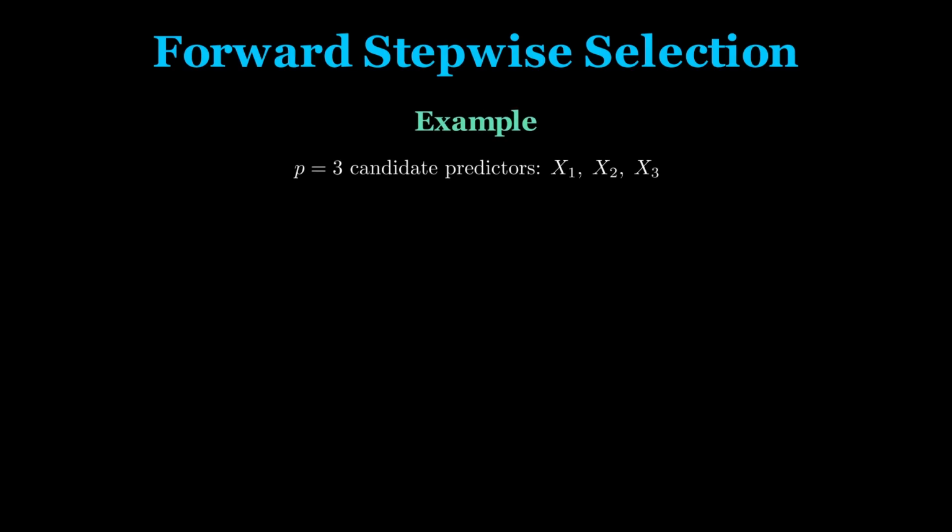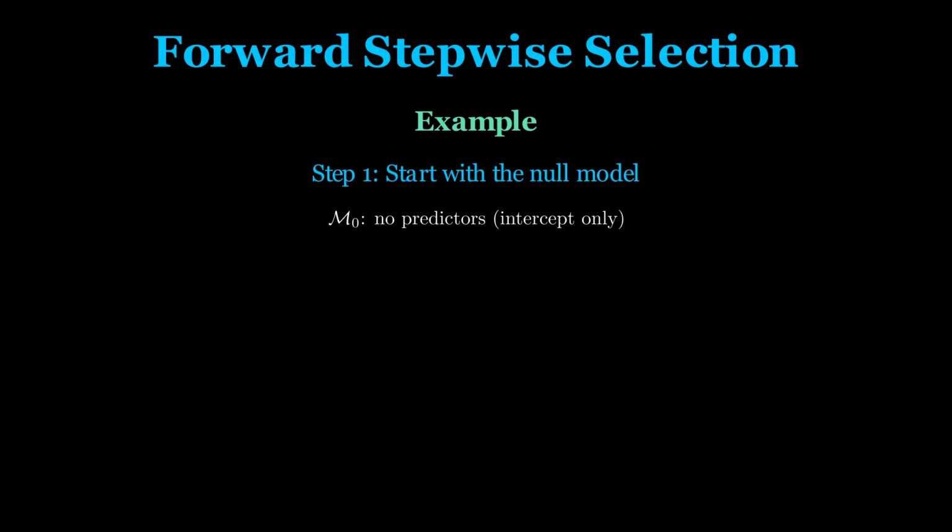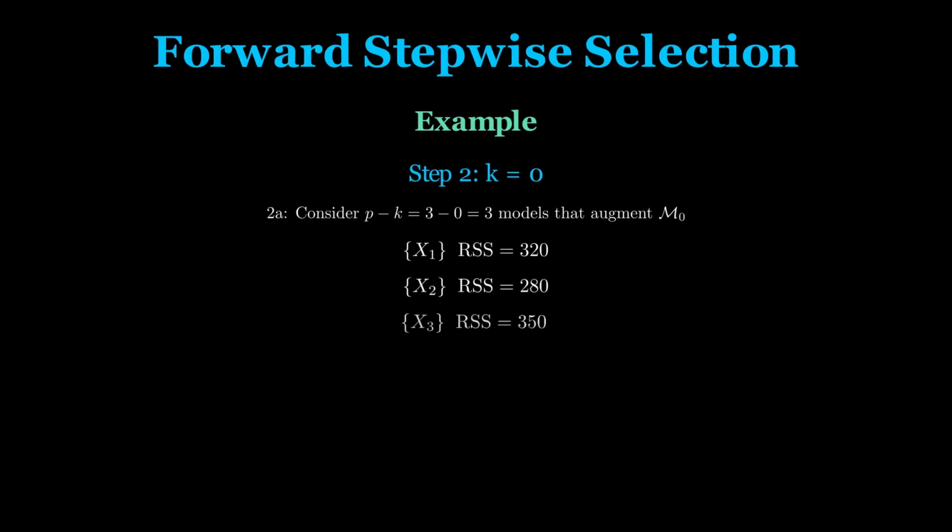Let's walk through an example with p equals 3, x1, x2, and x3. We start with the null model M0, which contains no predictors, only the intercept. Step 2 begins with k equals 0.